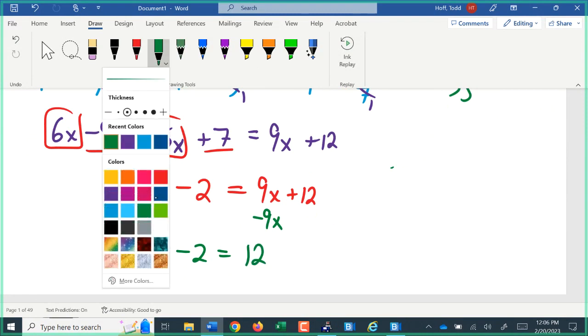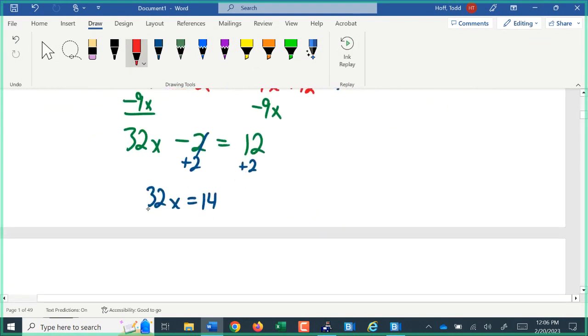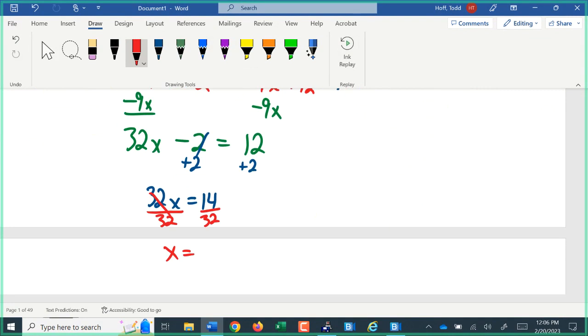Now we're ready to solve. So we'll add 2. 32x equals 14. And we divide by 3. Not divide by 3, divide by 32. X equals 14 divided by 32. Again, we can just turn that into a fraction of 14 over 32. Both of those can be reduced by 2 to give me 7/16. X equals 7/16.